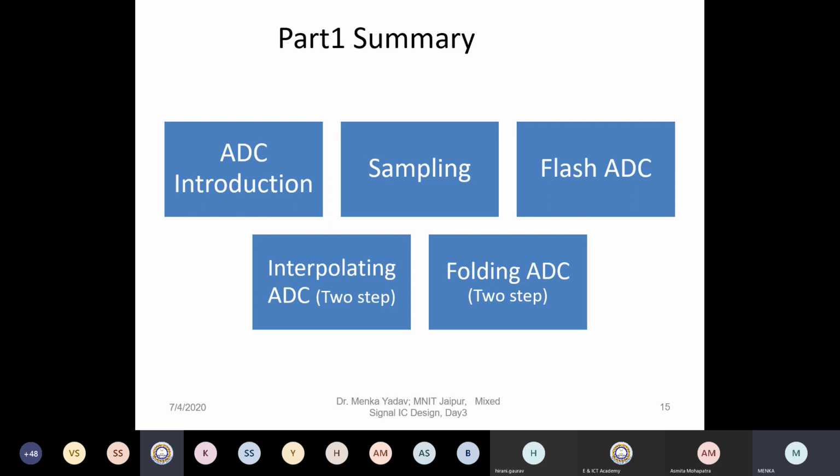Slide number 15. So till now what we have covered is the introduction to ADC, then sampling, because the sampled signal we need to give to the A to D converter, then the flash ADC, which is known as the parallel ADC or the fastest ADC, but its resolution is least. Then two-step ADCs, the first one being the interpolating type ADC and the second the folding type ADC. Sir, next slide please.